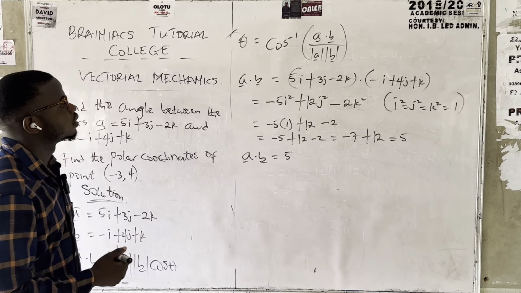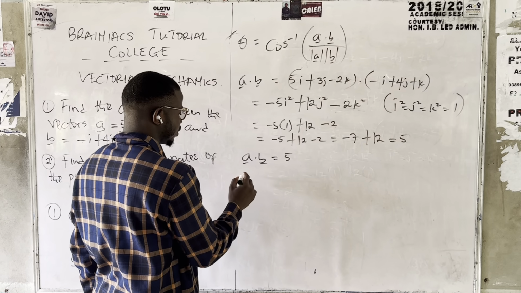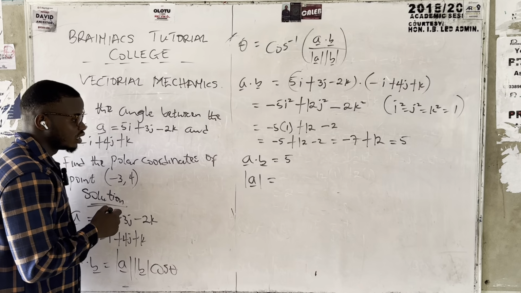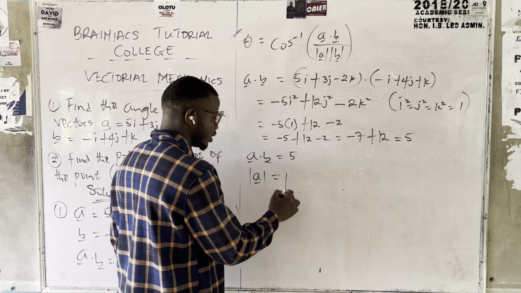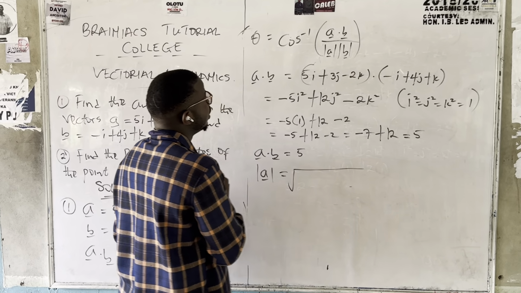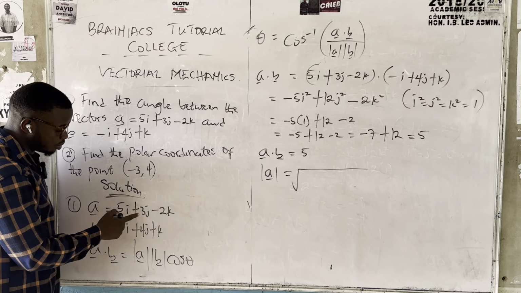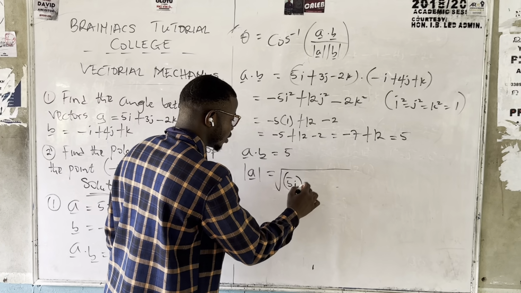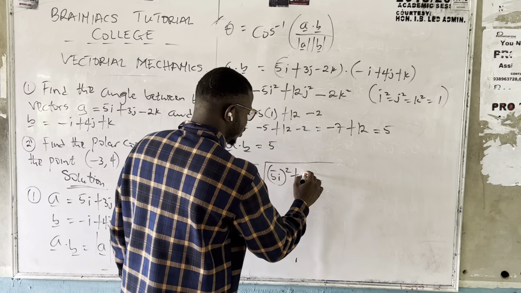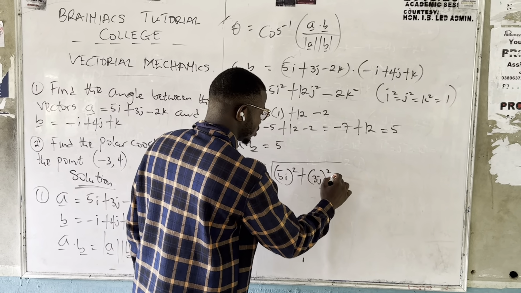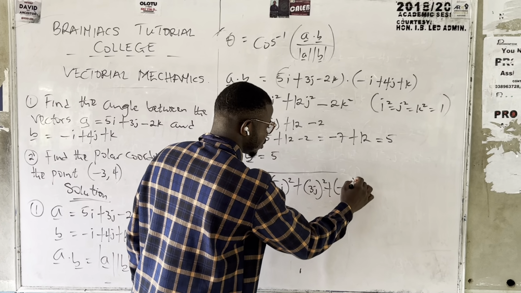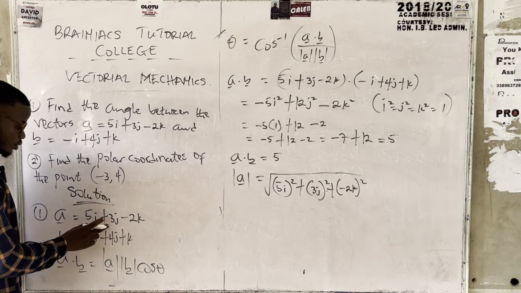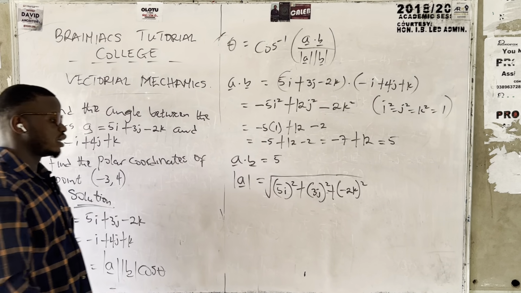Now the next one is, we can go to the absolute of vector A, the magnitude. So we'll find the magnitude of vector A, and to obtain it, that will be the square root of the vector A that we have here, 5i plus 3j minus 2k. Then I need to square each one of them. That will be 5i all squared plus 3j all squared plus minus 2k all squared. So to find the magnitude of the vector, you square it one after the other, you find the positive square root.